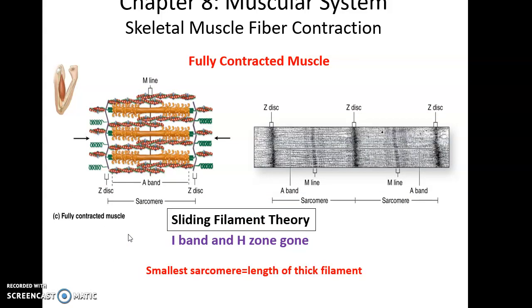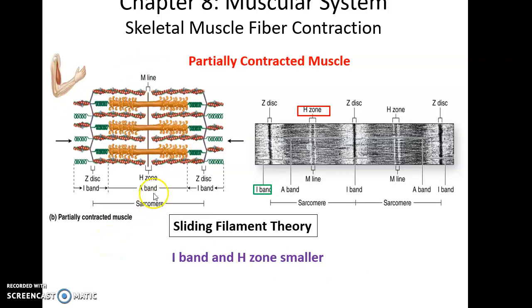And then when the muscle is fully contracted, the thick filament has pulled the thin filaments as far toward the M line as it can. There's now complete overlap. So there's no I band, no H zone, only the A band. So the smallest the sarcomere gets is the width of the thick filament. So fully contracted, we get the smallest sarcomere.